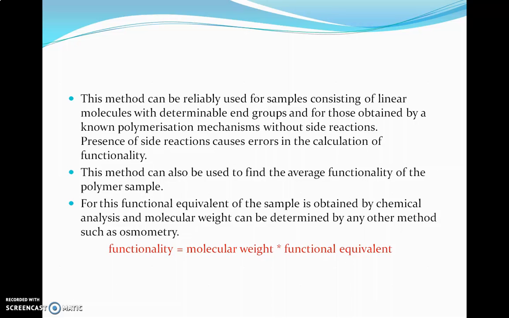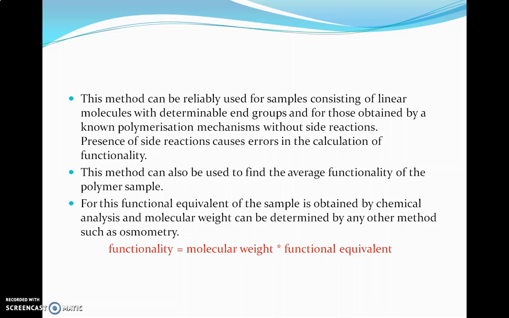One of the major drawbacks of the end group analysis method is that only linear polymer chains can be measured by this mechanism, and also we have to know the polymerization mechanism beforehand. If the polymerization mechanism produces any side reactions, then this method cannot be employed because the presence of side reaction causes errors in the calculation of the functionality. Therefore, this method cannot be employed for non-linear molecules and also for those polymers whose polymerization mechanism gives side reactions.